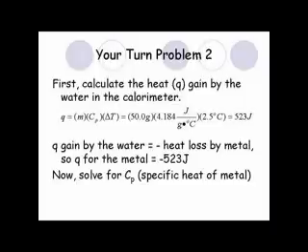Now this heat gained by the water came from the metal because this was done in a calorimeter, which isolates the system from the surroundings. So, because the heat gained by the water is equal to the opposite of the heat lost by the metal, Q for the metal would be minus 523 joules. Since we now have Q for the metal, we have its mass, and we have its change in temperature, we can solve for the specific heat.